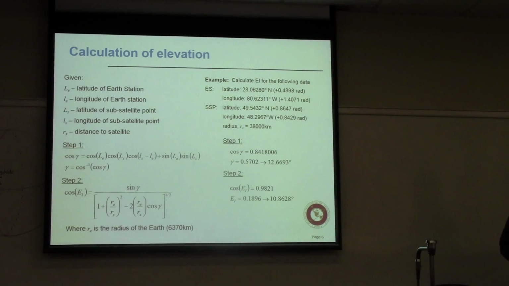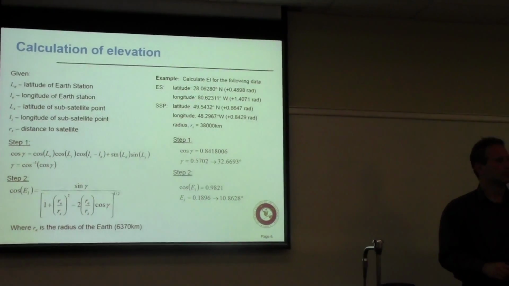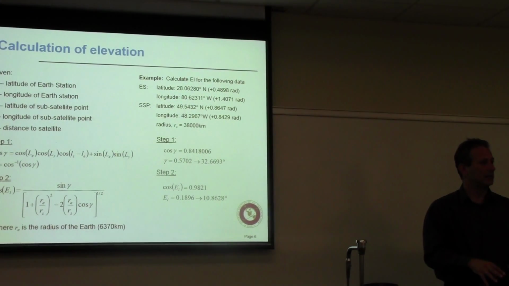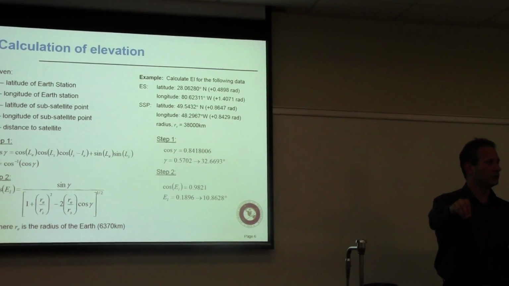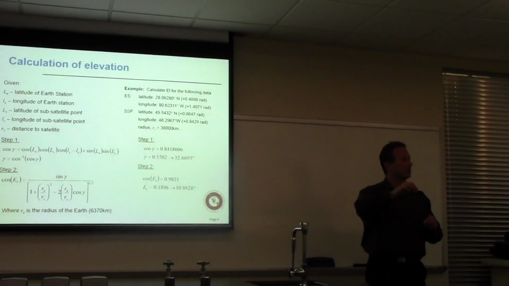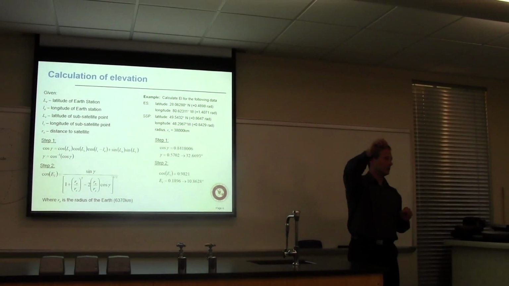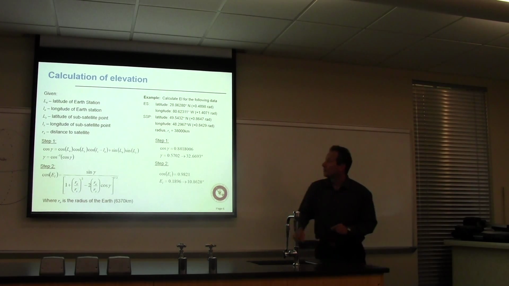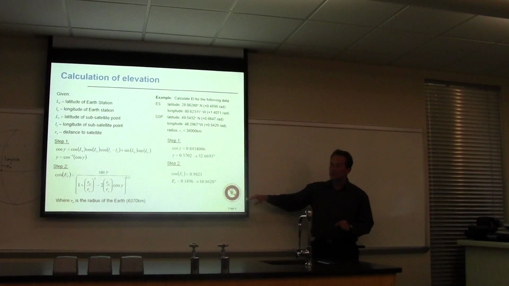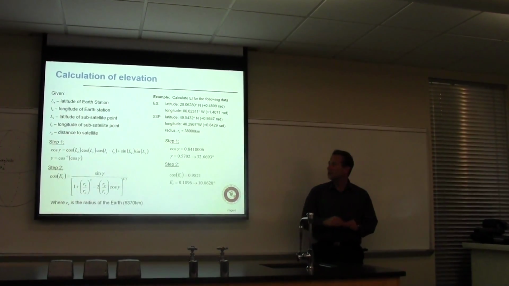All right, so let's summarize where we are. We know where the subsatellite point is, and we know where we are geographically. We know the latitude and longitude of the Earth station. We know the latitude and the longitude of the subsatellite point. And the third thing that we know is the radius to the satellite, how far the satellite is from the center of the Earth. First thing that I'm going to cover here is how do you calculate your elevation angle.